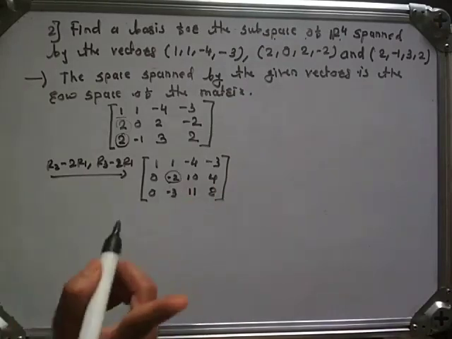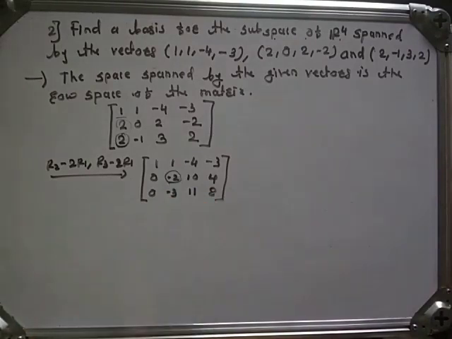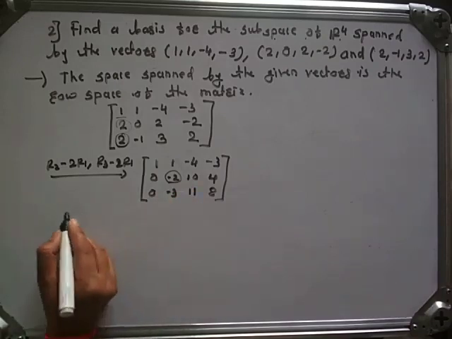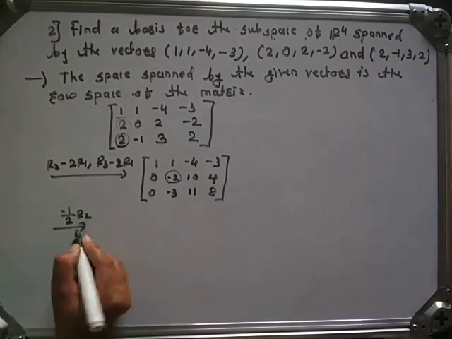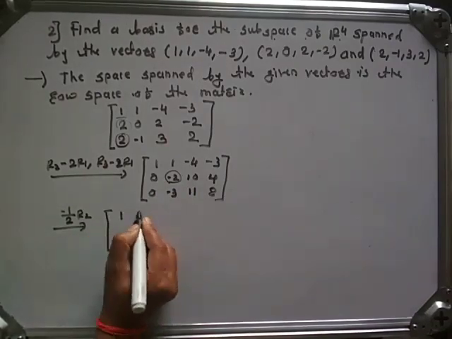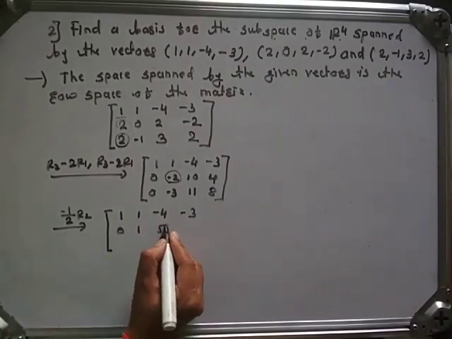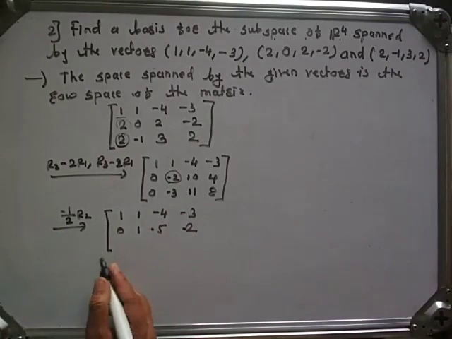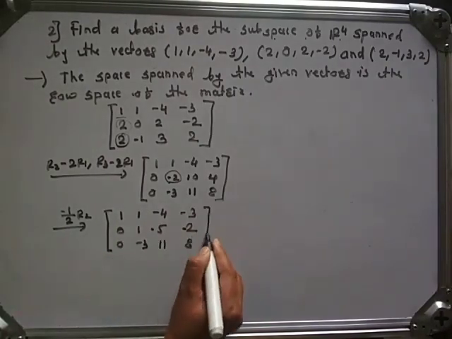Again here we require a 1, because this minus 2 is a leading entry for this row. So we will perform the row operation minus 1 by 2 into R2. So we will get a matrix 1, 1, minus 4, minus 3; 0, 1, minus 5, minus 2. Next is 0, minus 3, 11, 8.